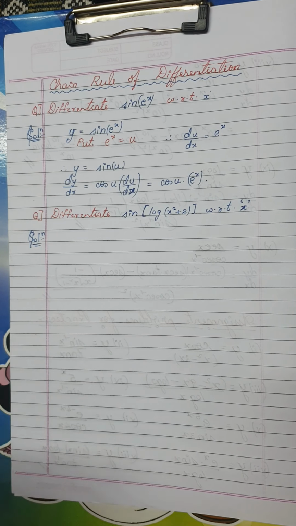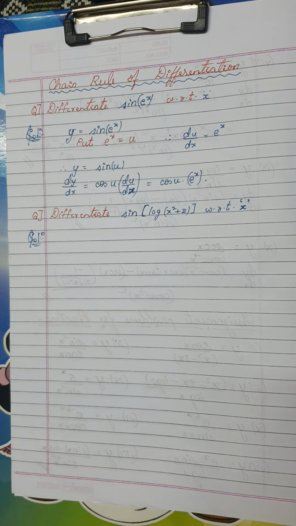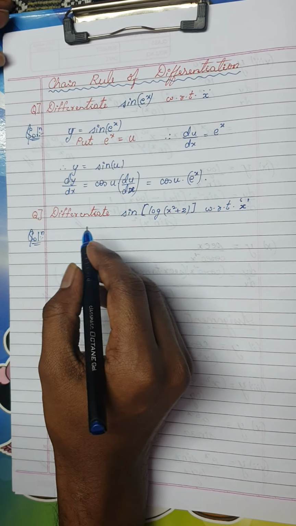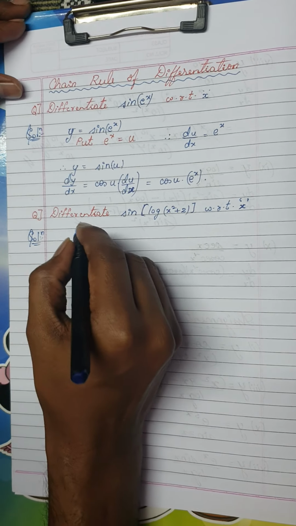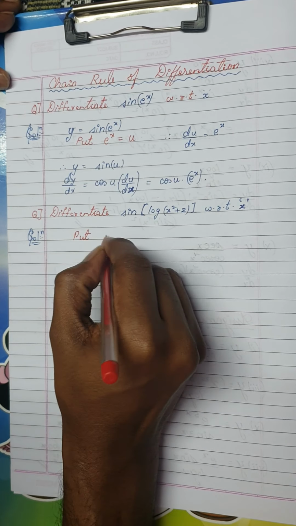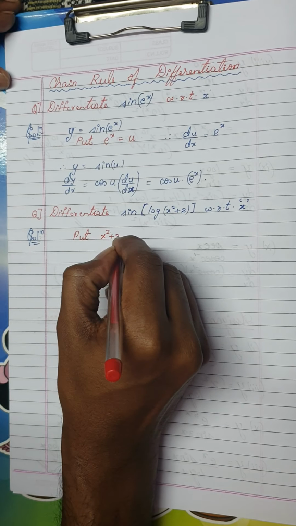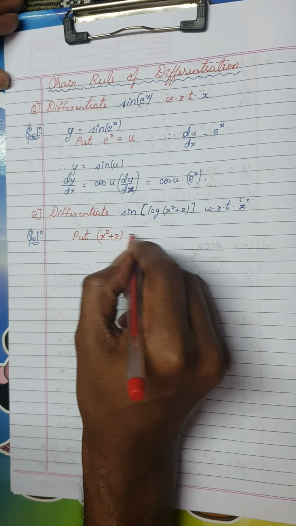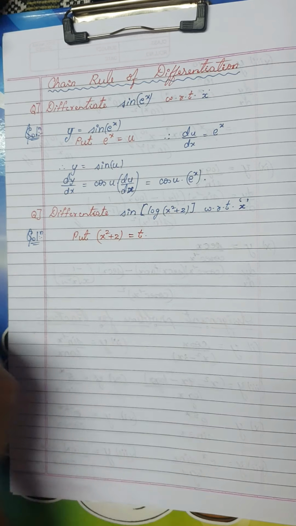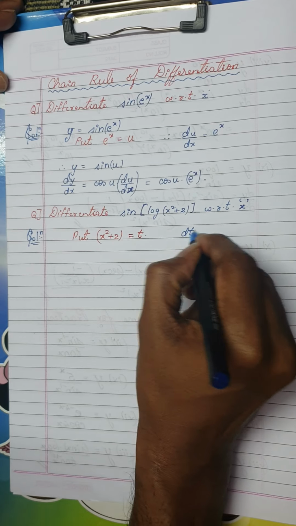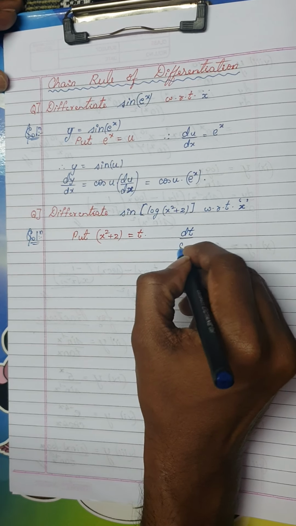In this case we will keep on substituting in two different ways. You have to substitute in two different ways. So let me put first x square. Always you will start substituting from the inside. So put x square plus 2 is equal to t. Now this is a function in terms of x. Now differentiate this t function with respect to x.